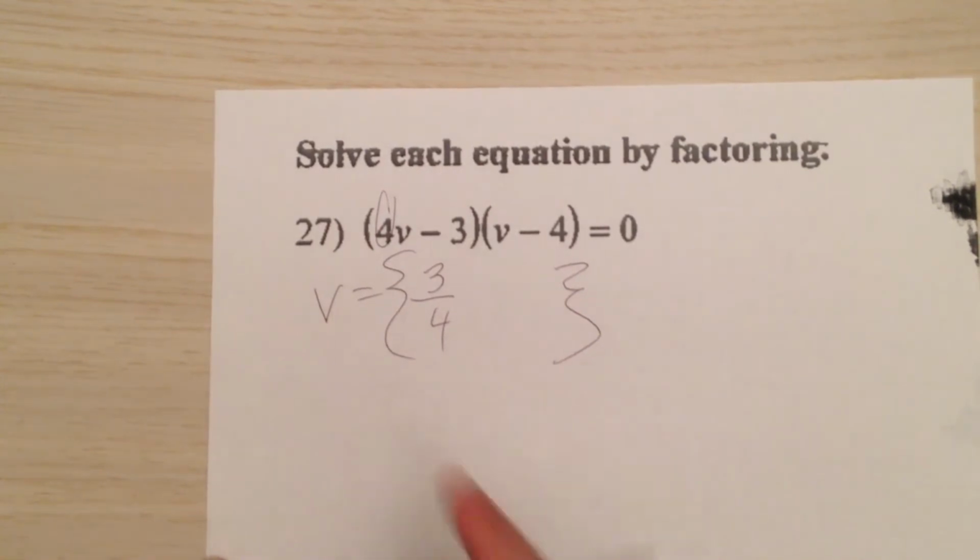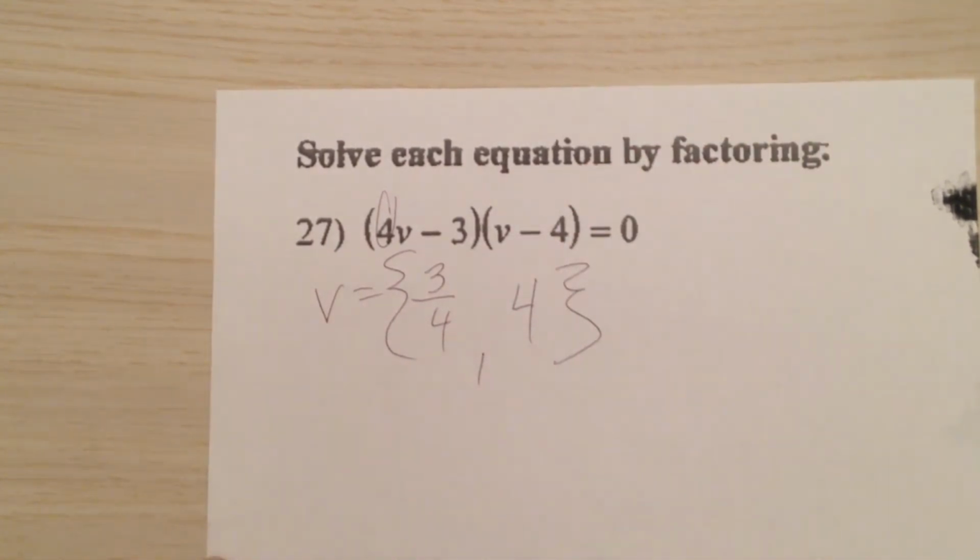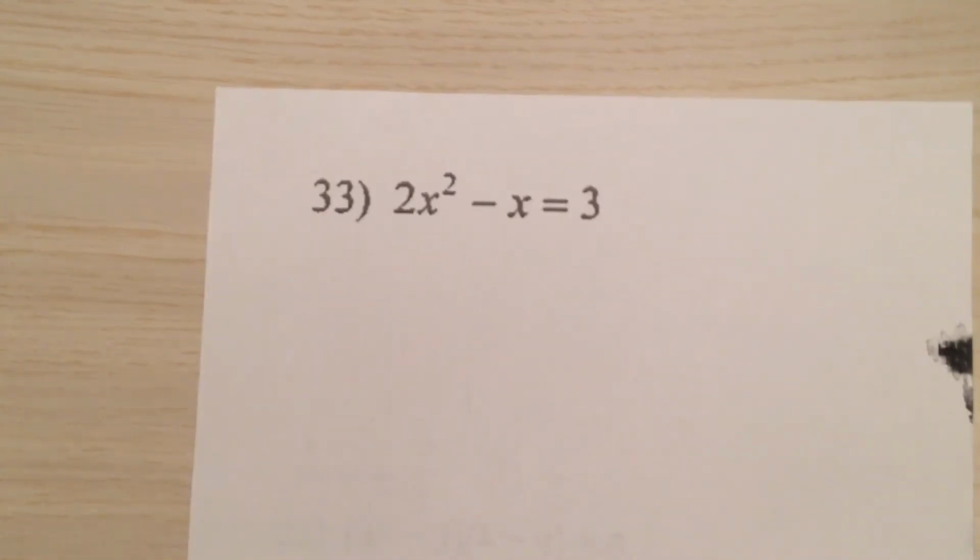Oftentimes the SOL doesn't ask for both of the solutions. Usually they'll just say which one of these is a solution. So they might mess up one of their signs on one of the others, or they might just not give you one entirely. But make sure that you don't mess up by looking for both of them when it's just asking for one. And one last one that I want to go over with you today.